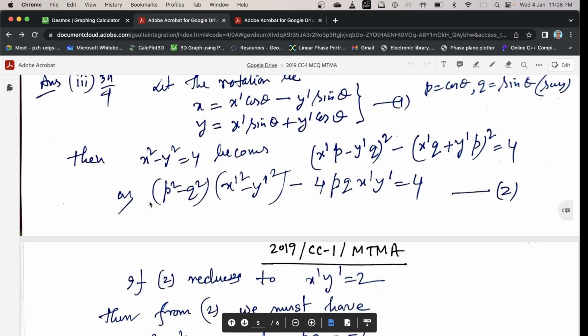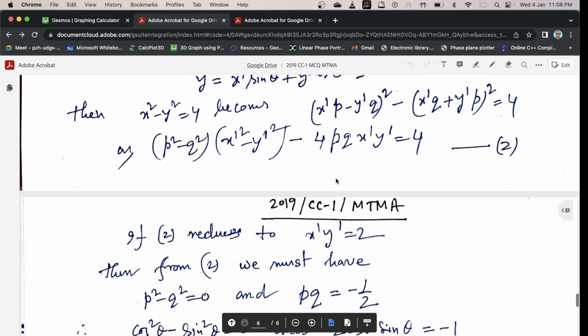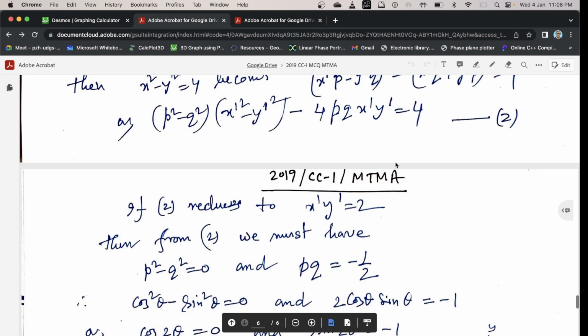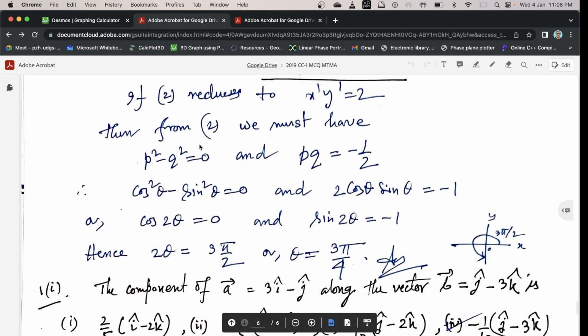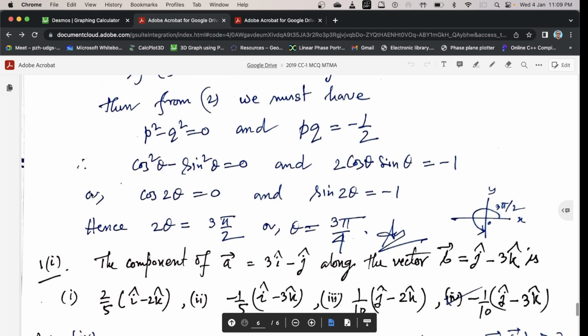So obviously p squared minus q squared equals 0 and pq equals minus half. If we put p squared minus q squared equal to 0 and pq equal to minus half, then we get from 2, x'y' equals 2. So p squared means cos squared theta and q squared equals sin squared theta. So cos squared theta minus sin squared theta equals 0, and pq equal to minus half gives 2 sin theta cos theta equal to minus 1. So cos 2 theta equals 0 and sin 2 theta equals minus 1.